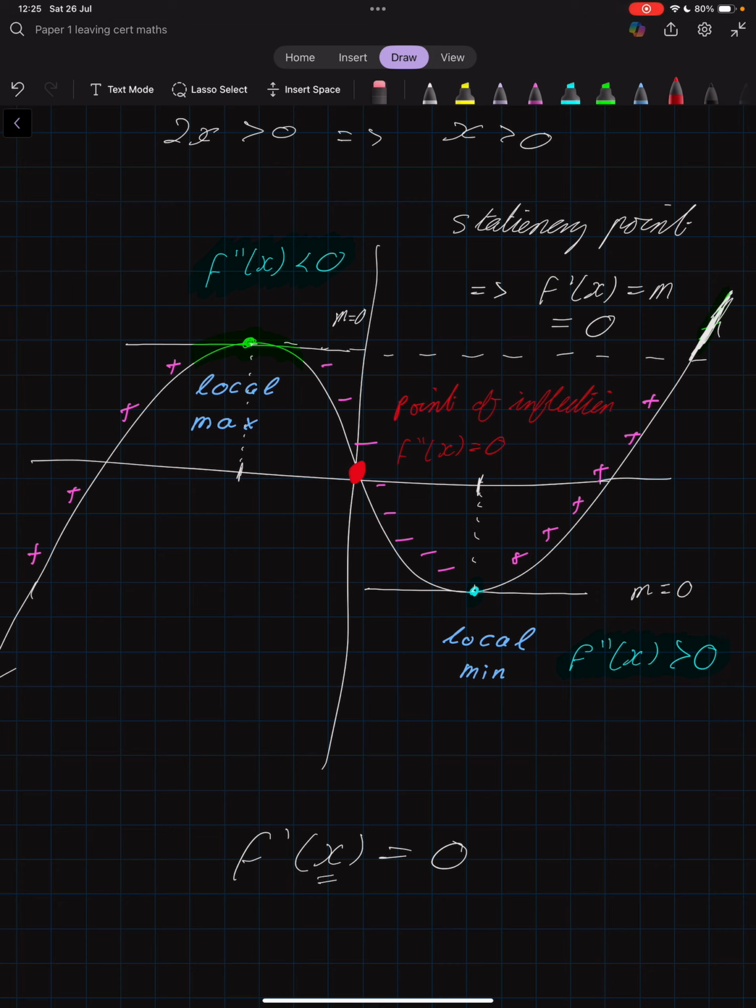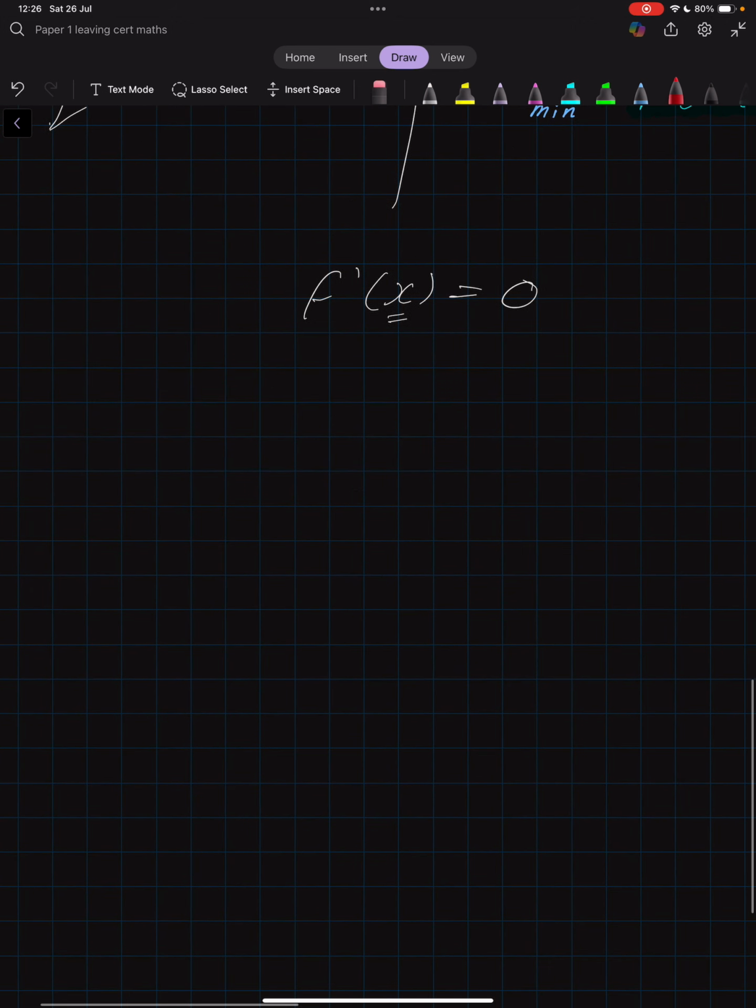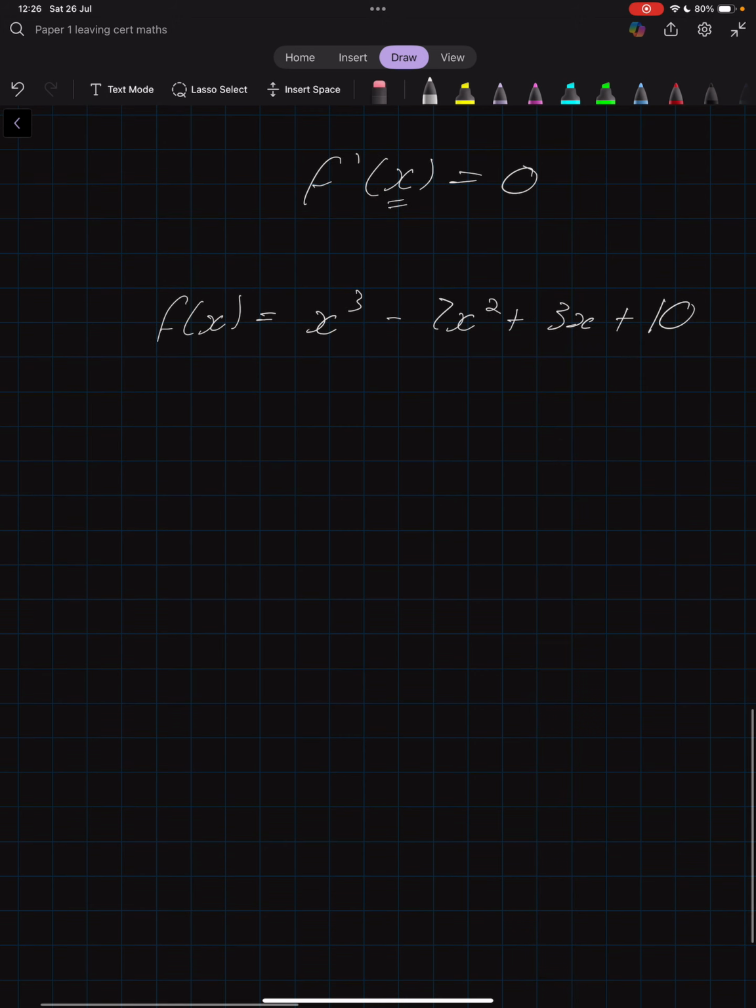So now, let's do some cubic function. For a cubic function, let's pick something like this. So f of x, x cubed minus 7x squared plus 3x plus 10.